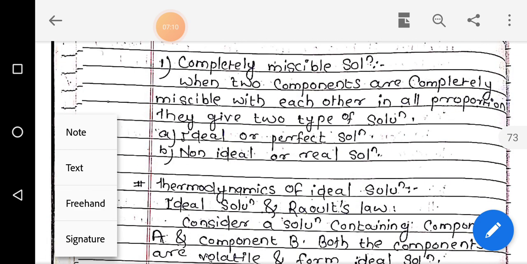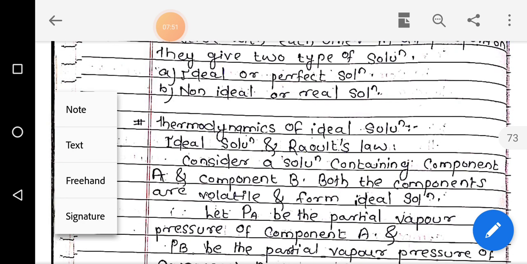First one is the completely miscible solutions. When two components are completely miscible with each other in all proportions, they give two types of solutions. One is the ideal or perfect solution. Second is the non-ideal or real solution.